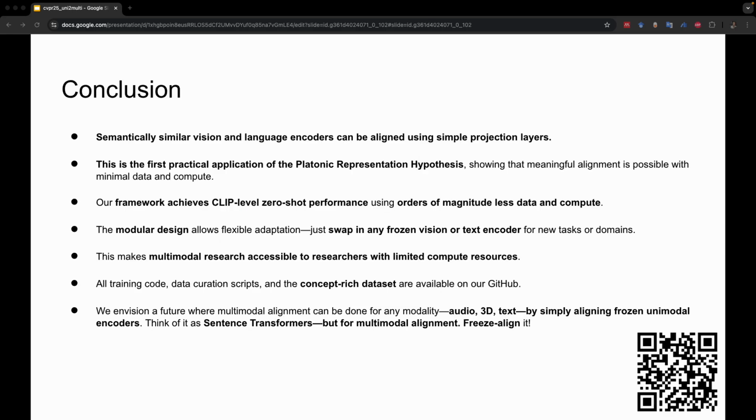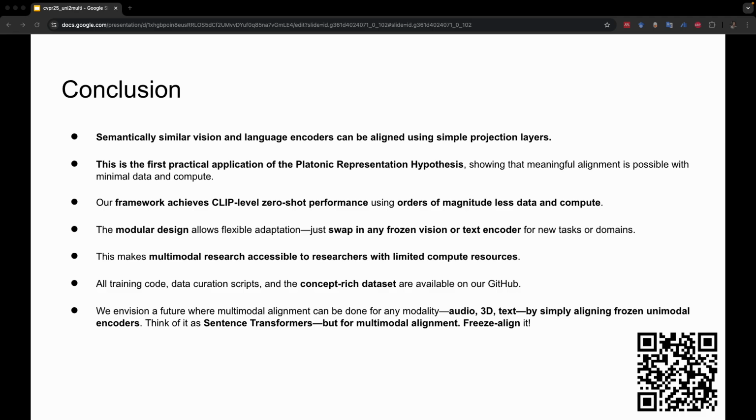In summary, we show that semantically similar vision and language encoders can be aligned using just simple projection layers. This is the first practical use of the Platonic Representation Hypothesis, unlocking clip-level performance with a fraction of the data and compute. Our modular framework enables plug-and-play flexibility, so just swap in any frozen encoder for your task. This approach makes multimodal learning accessible even on limited hardware.